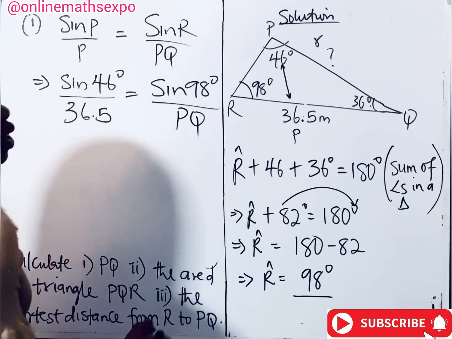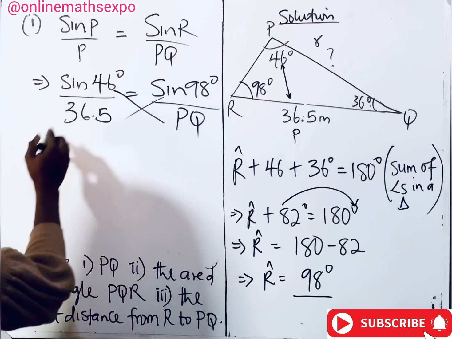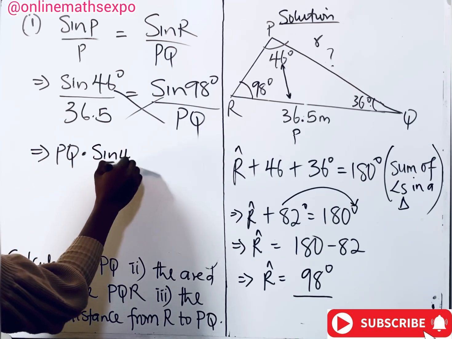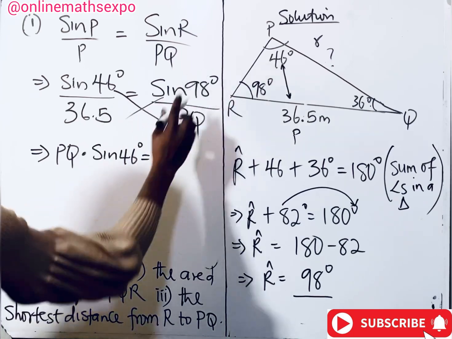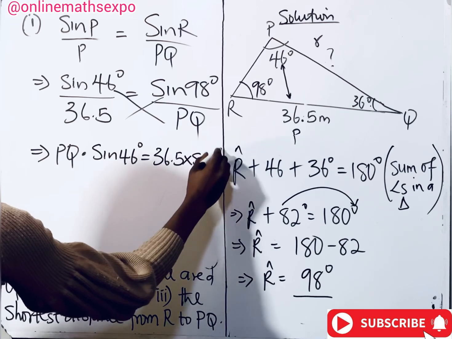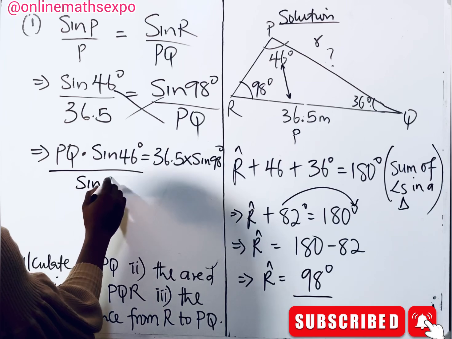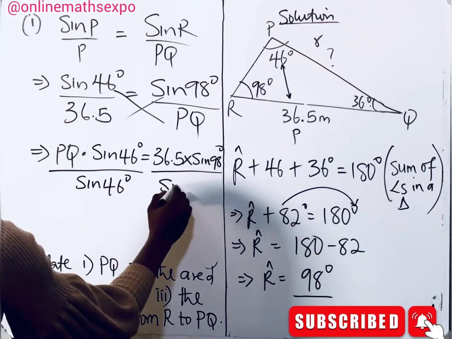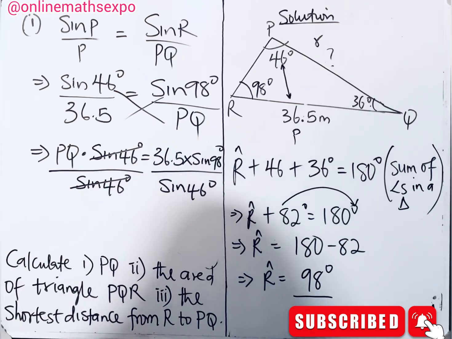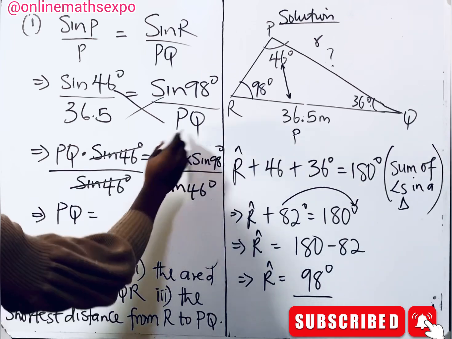we don't know. Now what do we do? Simply cross multiply. So this multiplies this. We are going to have PQ multiplying sine 46 degrees, and this will multiply this. So we have 36.5 multiply sine 98 degrees. So what do we do? Divide both sides by sine 46 degrees, and if you do that, this will cancel this. I hope you are still with me there. So we're going to have it that PQ is equal to, let's simplify this.